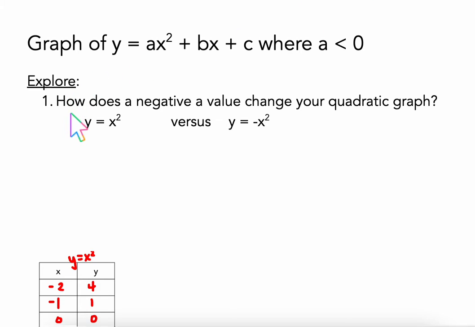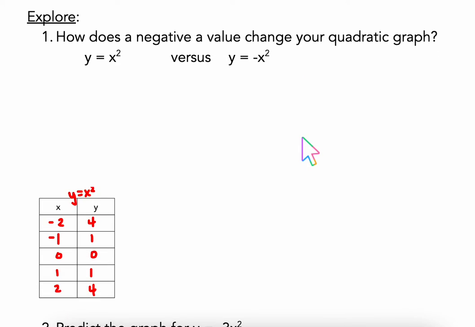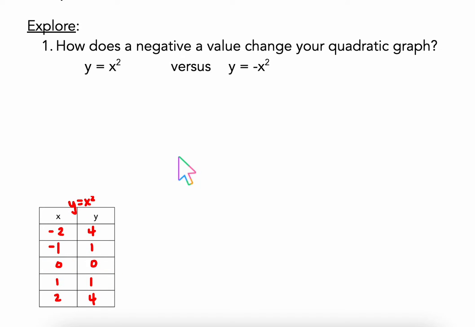So first off, we are going to look at how a negative a value will change your quadratic graph. As always, we're going to start off with our generic y equals x squared, and we're going to compare it to now y equals negative x squared. So if you remember, our table of values looked like this for y equals x squared. While you're making your prediction for what y equals negative x squared will look like, you might want to consider how your y values will change now. So go ahead and make your prediction. And then we're going to hop on over to Desmos to see if your prediction was correct.